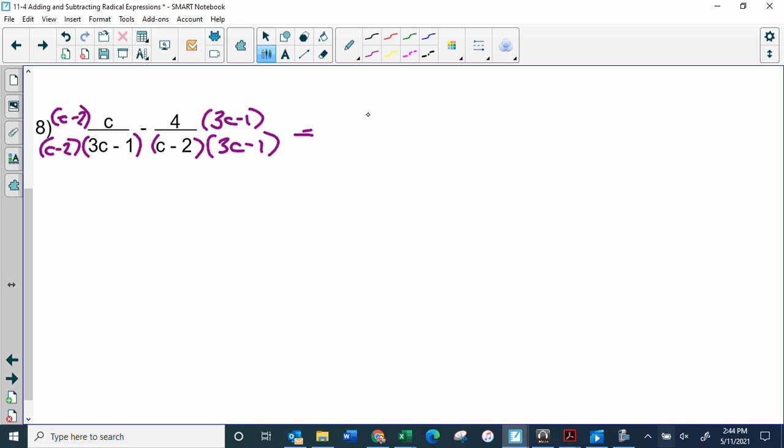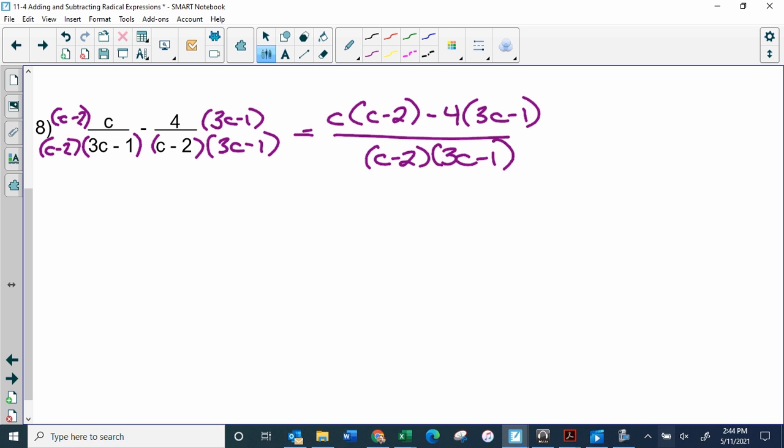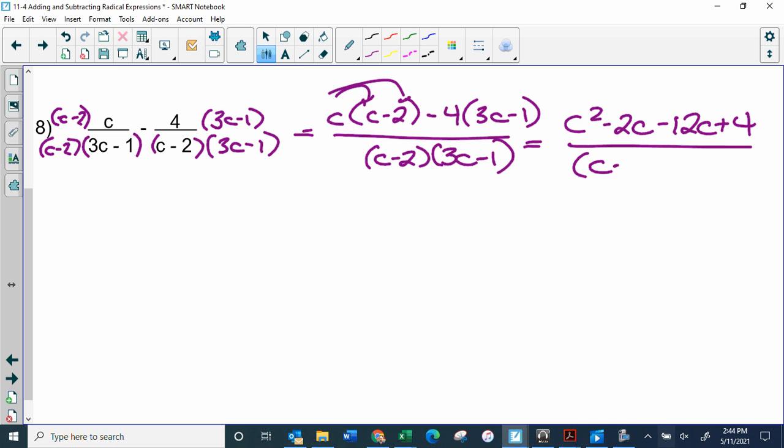All right, so in the top I have c times c minus 2 minus 4 times 3c minus 1. And this is all over c minus 2 times 3c minus 1. Go ahead and distribute here. So that gives me c squared minus 2c minus 12c plus 4. And that's all over c minus 2 times 3c minus 1.